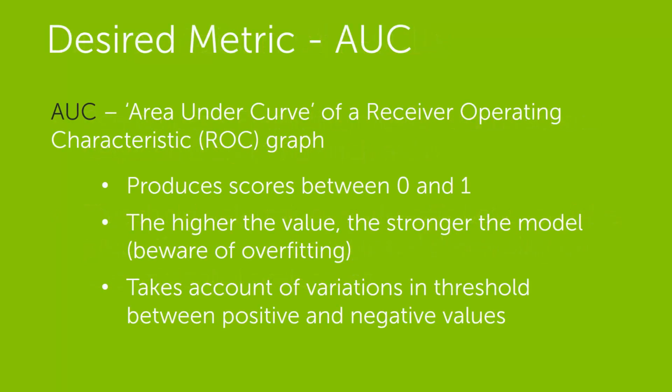We're going to use the area under curve metric to measure the success of our model. This value is particularly useful as it's the only metric which takes account of variations in this threshold between positive and negative values. We'll talk more about this later in the walkthrough when looking at results. Okay, now we have outlined our objective and defined our hypothesis, we can begin with the data analysis.